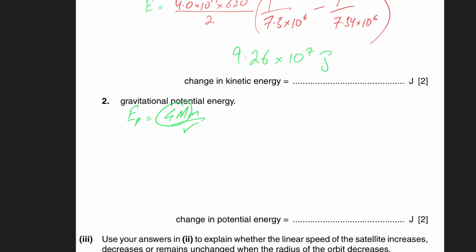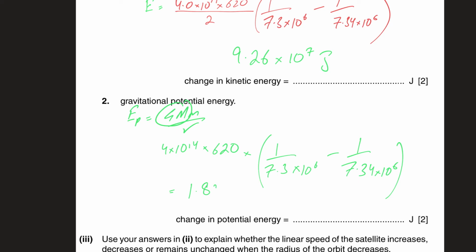This GM is 4 into 10 to the power 14 multiplied by mass of the satellite, that is 620, multiplied by 1 upon 7.3 into 10 to the power 6 minus 1 upon 7.34 into 10 to the power 6. This will give me a value of approximately 1.85 into 10 to the power 8 joules.